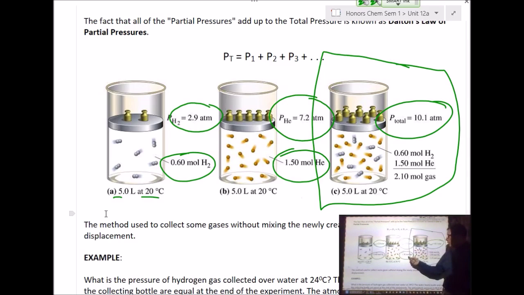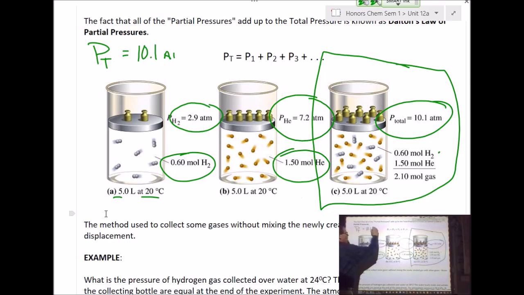I'd find out how many moles of helium I have. I would find out how many moles of hydrogen I have. Add those two together, so that gives me my total number of moles. I know my total pressure. So there's my total pressure, and it's equal to, in this case, 10.1 atmospheres.